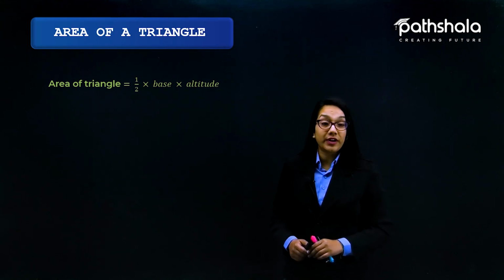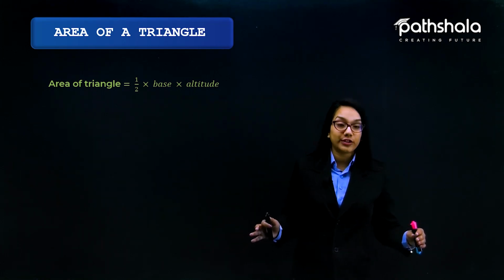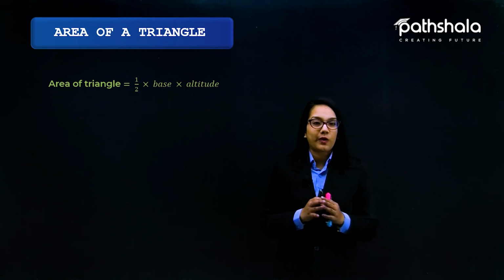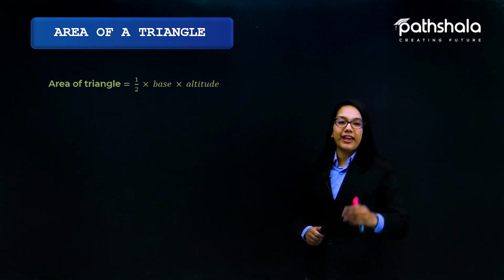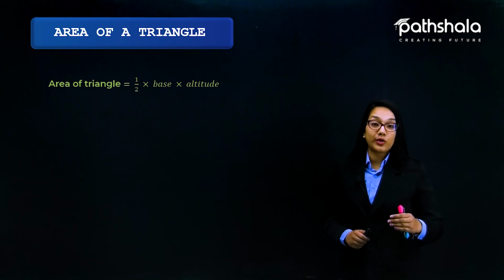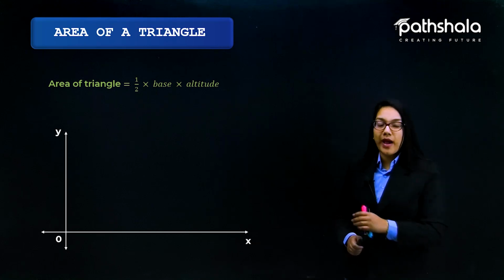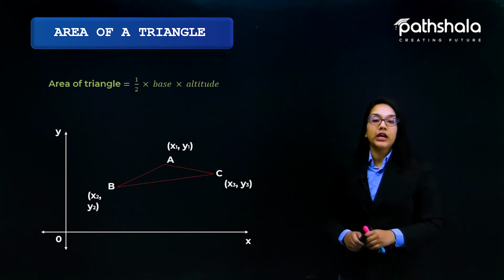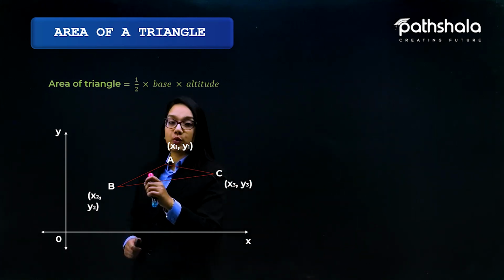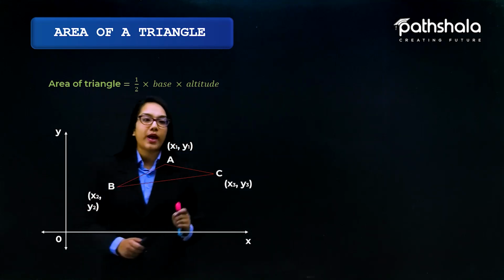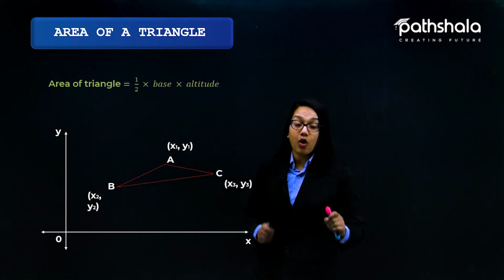But let us suppose the coordinates of the vertices of a triangle are given to us. How can we find the area of the triangle? We will learn about this in this area of triangle concept. So let's talk about how we can find the area of a triangle whose vertices' coordinates are given. Suppose we have our xy axes and the coordinates of the vertices of the triangle are given as x1 y1, x2 y2 and x3 y3. Now we want to find the area of the triangle ABC. So how can we find it?